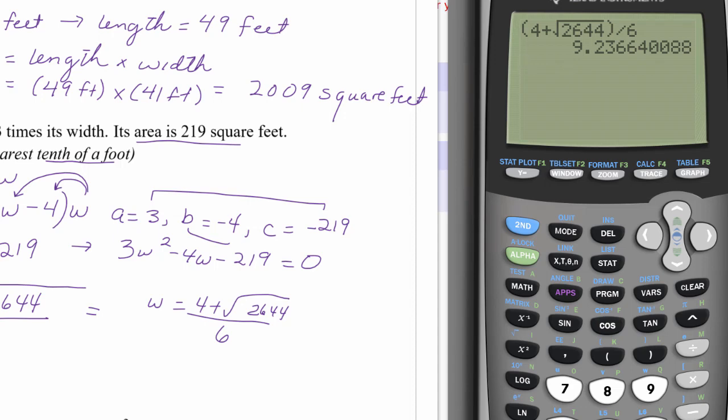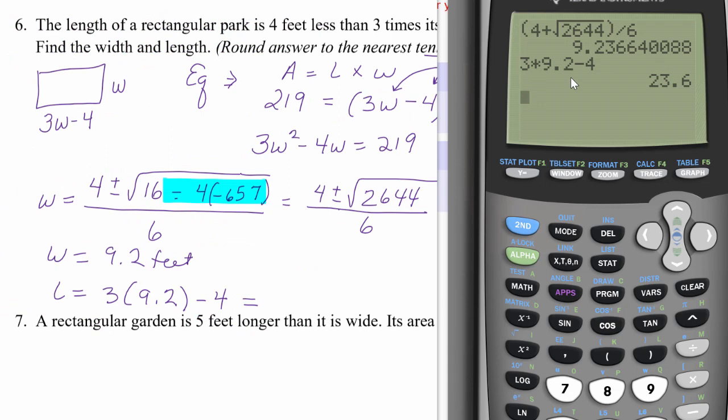And then let's find the length. So we have w equals 9.2 feet. And then I went ahead and substituted into 3 times w, subtract 4, which is our length. And that gives us 23.6 feet.